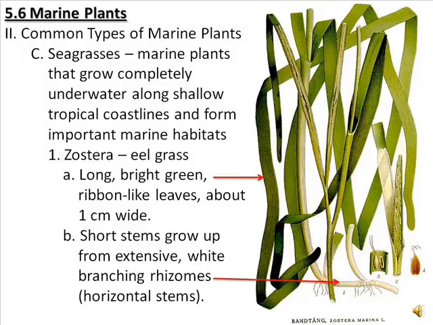The seagrass that you see here is Zostera, or eelgrass. It's a rather long grass and it's bright green, and it has ribbon-like leaves that are about 1 centimeter wide. It has short stems that grow up from these white branching rhizomes. Now, rhizomes are basically horizontal stems that have a little root system that extends down from them. So seagrasses are, again, an essential habitat, and it's also illegal to remove them from the water.